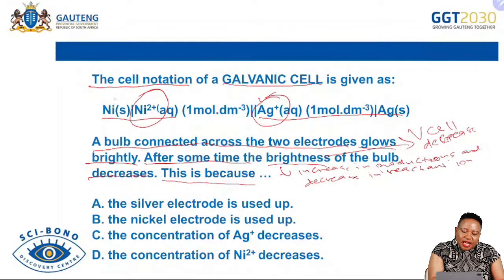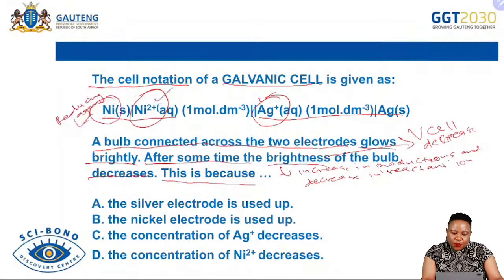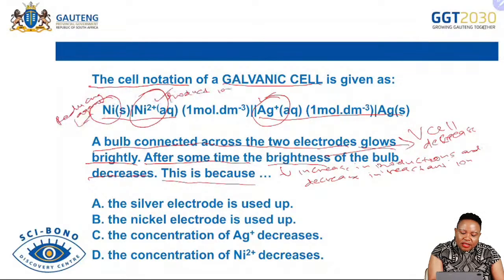From here, you can see that nickel is our reducing agent. Therefore, it means it is going to lose electrons and form nickel 2 plus ions. So nickel 2 plus ions are the ions that are formed, so they are the product ions. However, those electrons that are lost by nickel will be gained by the silver ion, which is our oxidizing agent. And our oxidizing agent is also our reactant ion.